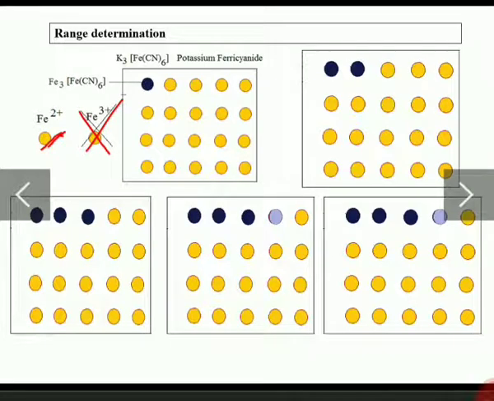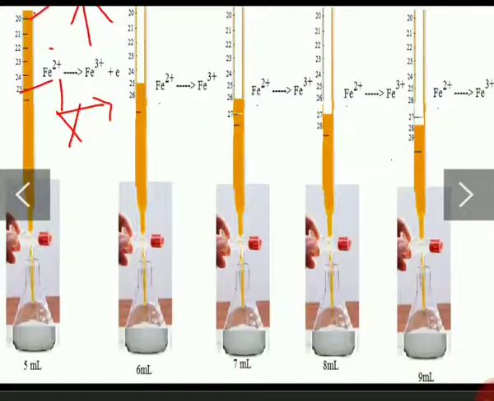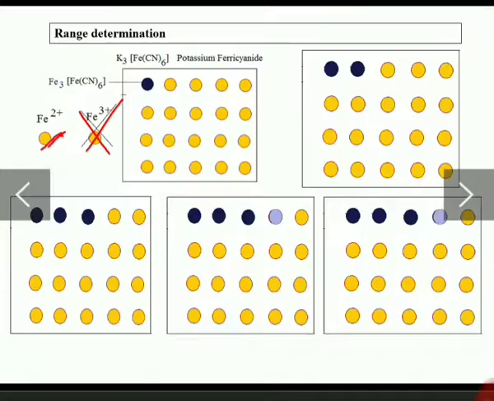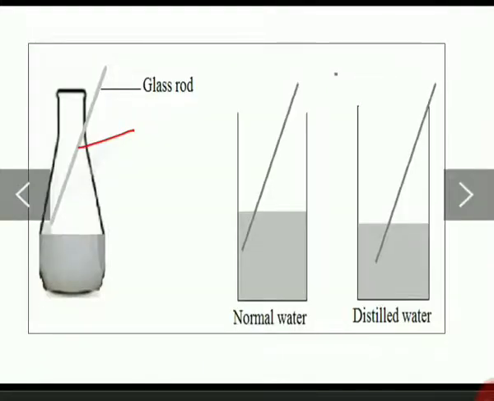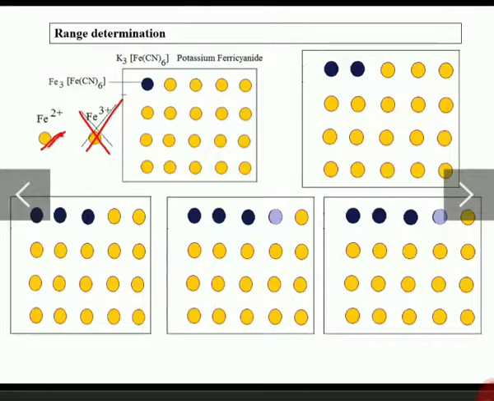So it says that there are still Fe2+ ions remaining. You have added 5 ml. When you add 5 ml, Fe2+ will be converted to Fe3+. But when you take a sample using a glass rod and bring it in contact with the indicator, the indicator has produced color. That says that there are still Fe2+ ions remaining in the conical flask.